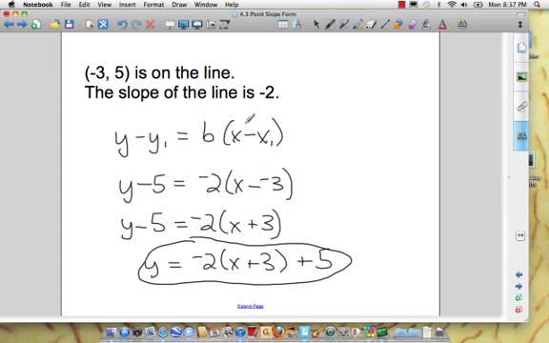Okay, so to summarize, I was given a point. I call its x-coordinate x1, its y-coordinate y1, and I've been given the slope, -2. So I just plug in x1, y1, and the slope, and then do just a couple of steps to clean it up. Okay.